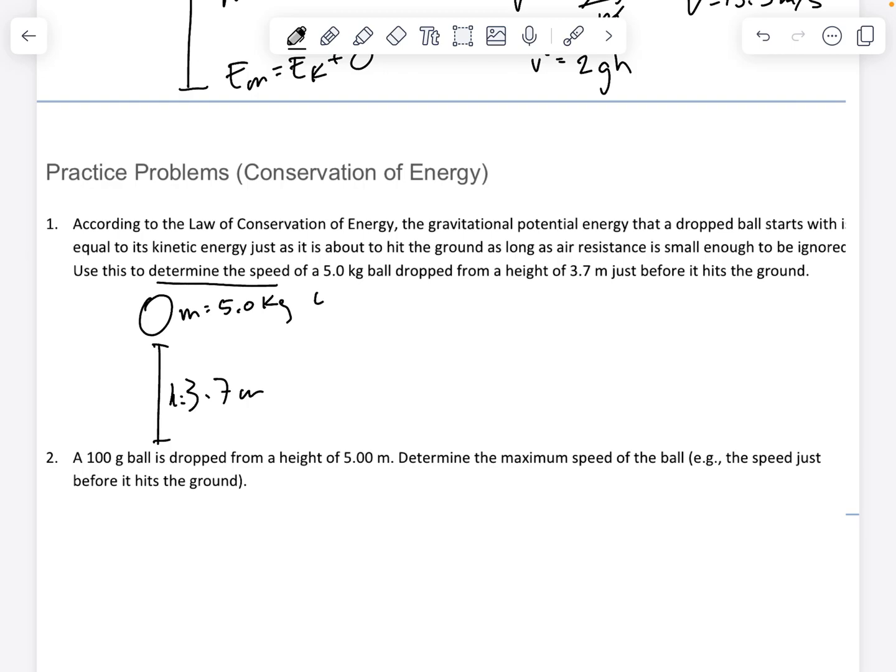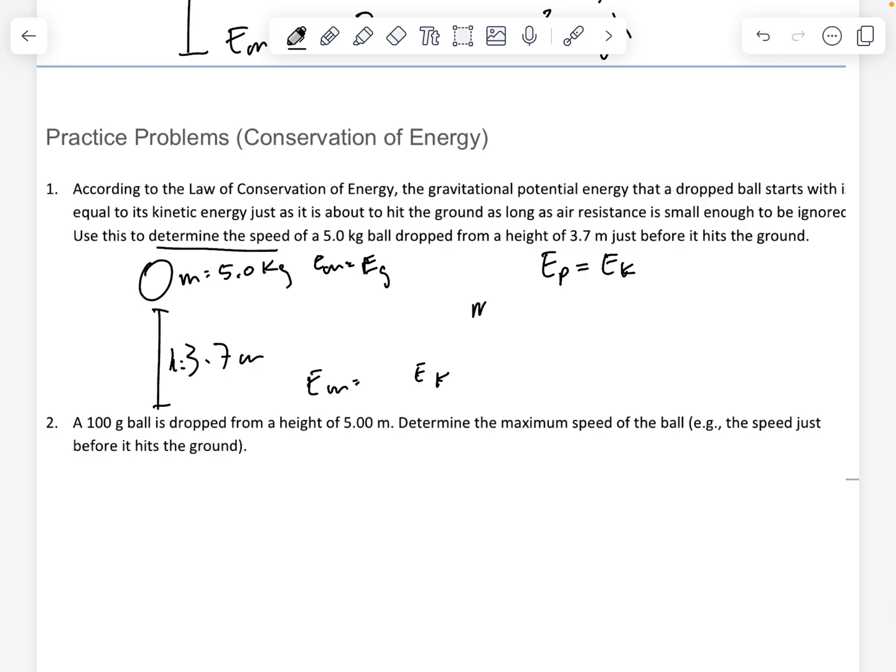So at the top, the EM equals EG plus EK, but the EK is 0 because it's not moving. And then at the bottom, the EM equals EP plus EK, but it's at the bottom, so it no longer has potential energy. Then my EP at the top equals EK at the bottom, assuming that no energy is lost. So mgh equals mv squared over 2. And v squared equals 2gh. So I would have taken the 2 up here and the m down here. The m's cancel out. And so v equals the square root of 2gh.